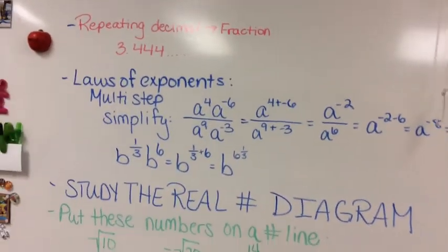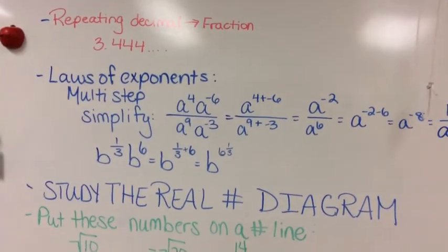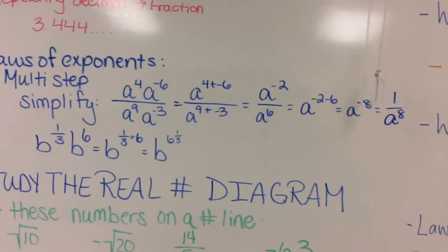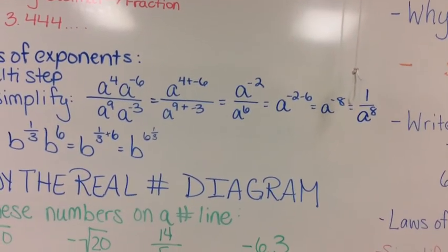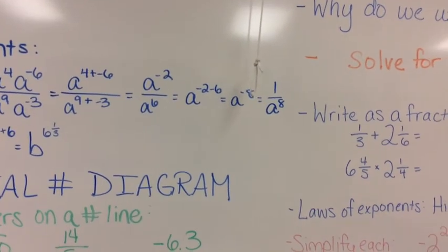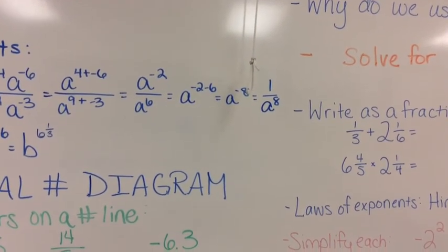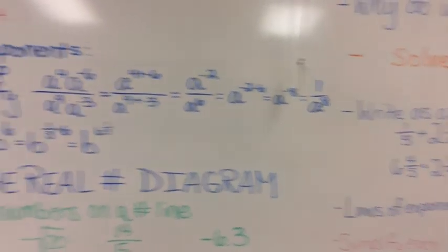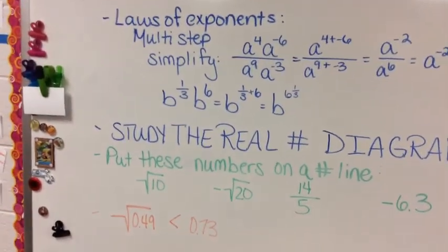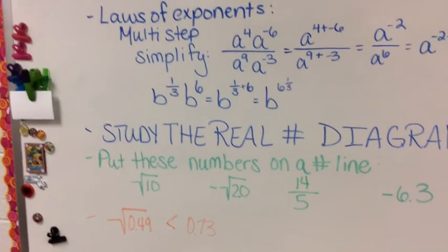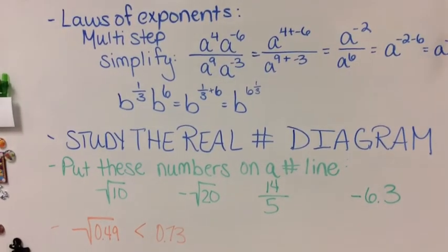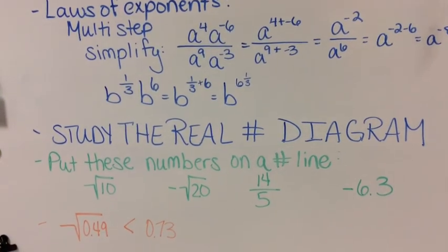For laws of exponents, multi-step. When you simplify, do one step at a time. Here we multiplied in the numerator, so we added the exponent, same with the denominator. Using division, we subtracted, you got a negative exponent, which means you put the base and the exponent in the denominator. Rules apply even if you have fractions. When you have like bases, add the exponents, and here you're going to get b to the 6 1/3.